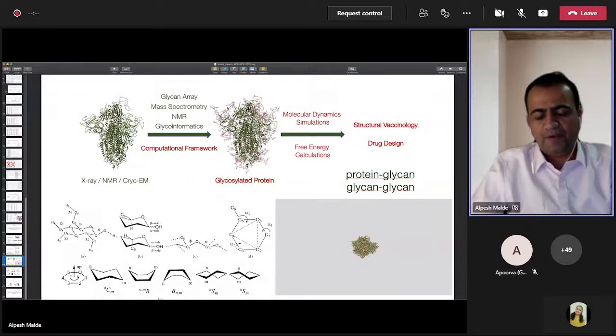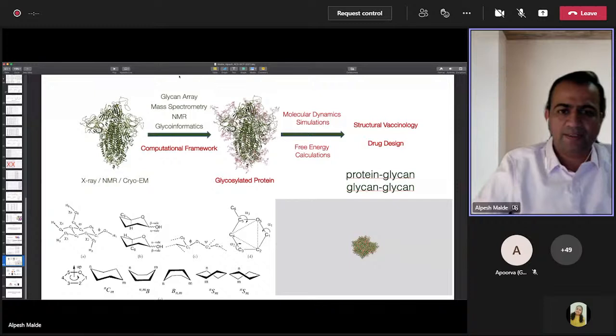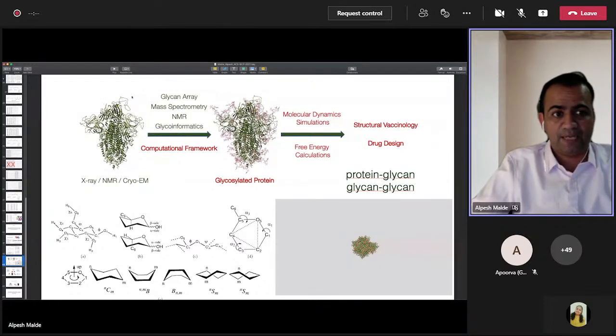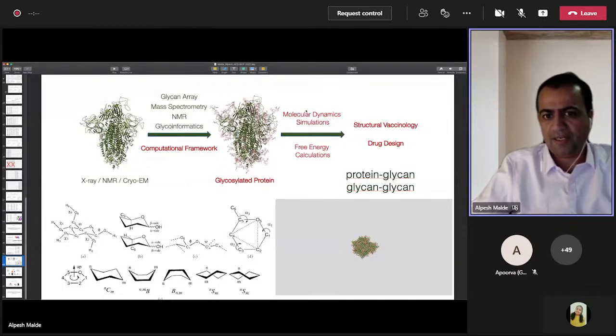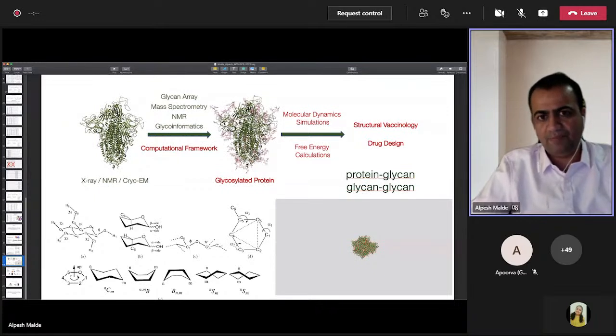Now, one of the key things we have learned is that in crystallography or in experiments, generally those glycans are removed so that you can crystallize the protein. But again, this is not the complete structure. To look at the complete structure, we need to put those sugars back on and look at the dynamics and see how those structures orient. And then we can use this information to design potential drug or vaccine molecules.